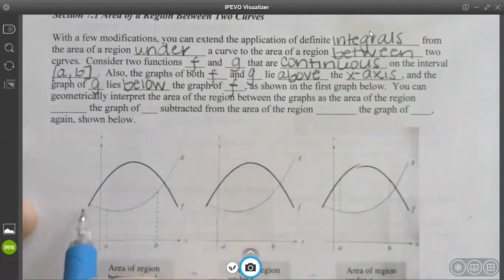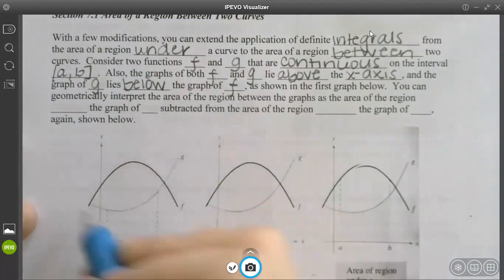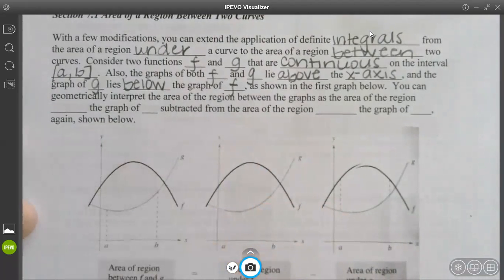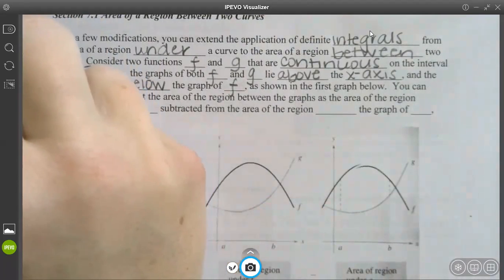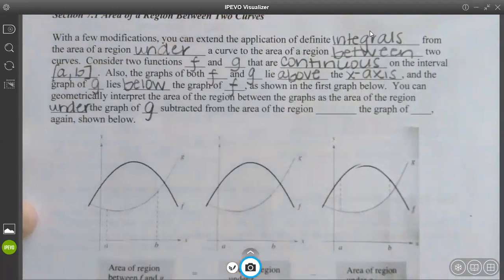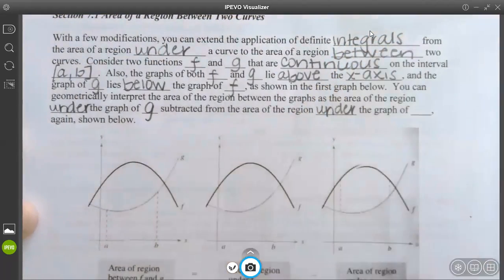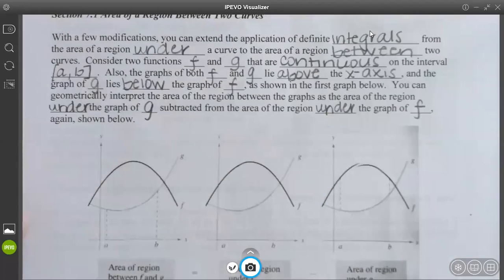So if we look at the first one, f is this curve right here, the darker one, g is the lower one, so it is underneath, but they are both above the x-axis. You can geometrically interpret the area of the region between the graphs as the area of the region under the graph of g subtracted from the area of the region under the graph of f.